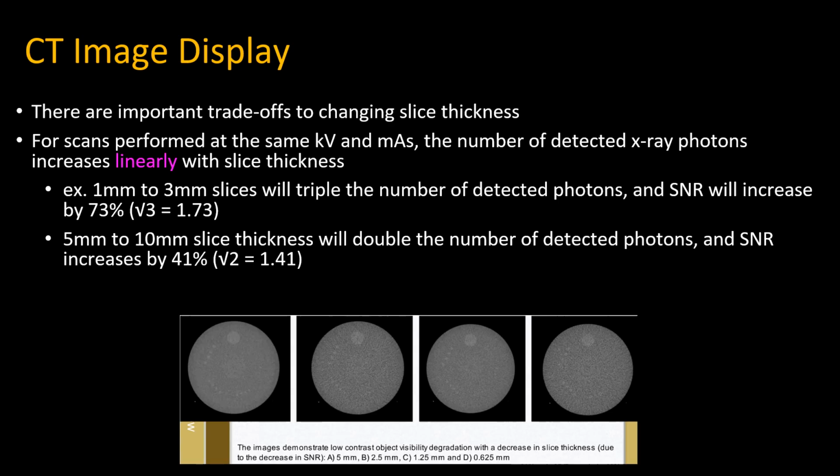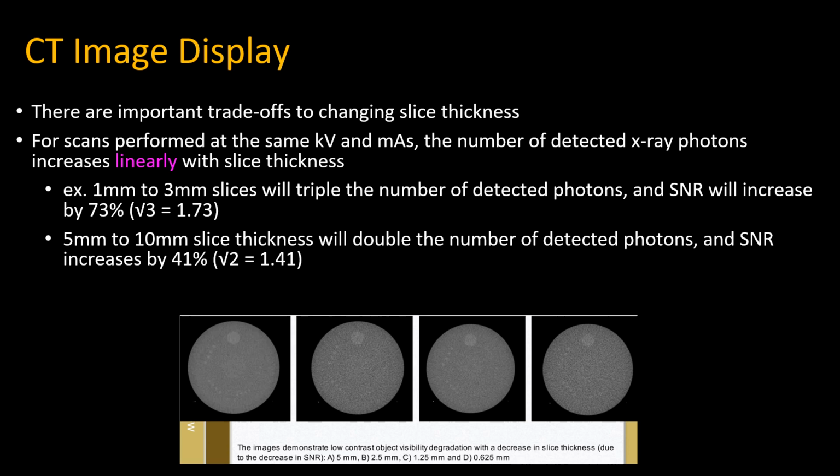Changing slice thickness will cause important trade-offs. If no other parameters are changed, the number of detected X-ray photons will increase linearly with slice thickness, which is important. So if we go from a 1 millimeter to 3 millimeter thicker slices, the number of detected photons will triple, and the signal to noise ratio increases by the square root of 3, or 73%.